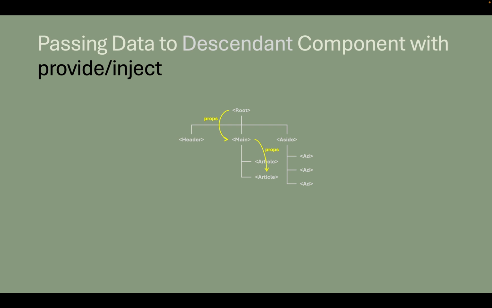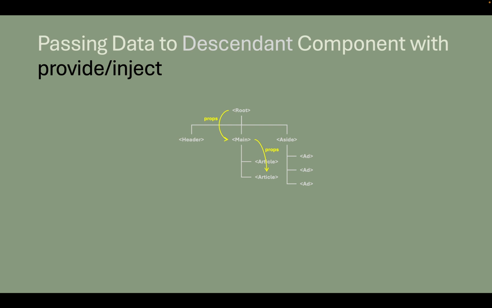Notice, although the main component may not care about these props at all, it still needs to get involved, that is, declare and pass them along just so the article component can access them. This may not be a problem in this simple example, but imagine there is a longer parent chain. More components would be affected along the way. This is called props drilling, and definitely isn't fun to deal with.